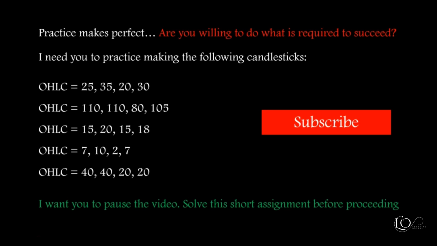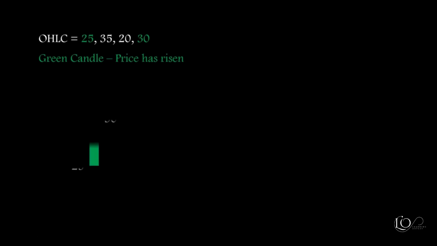So let's proceed further now. We'll take the first set of OHLC values. The opening price is 25, the high is 35, the low is 20, and the closing is 30. So just looking at these values, we can see that the open was 25 and the close was 30, which means that this is going to be a green candle because price has risen during this time period.